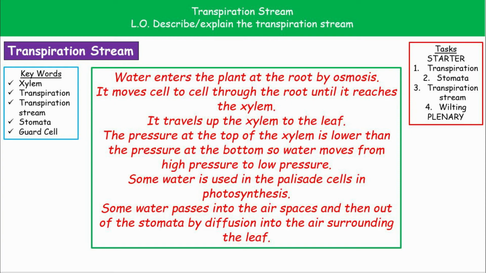The reason that it moves up the xylem is because the pressure at the top of the xylem is lower than the pressure at the bottom. So that means water moves from high pressure to low pressure. Some of the water is then used in the palisade cells in photosynthesis, and some water passes into the air spaces and then out of the stomata by diffusion, and it goes into the air surrounding the leaf. So if you still need any of these points, it's going to be up for 1 more minute, but obviously you can pause this video if you need more time to do that.